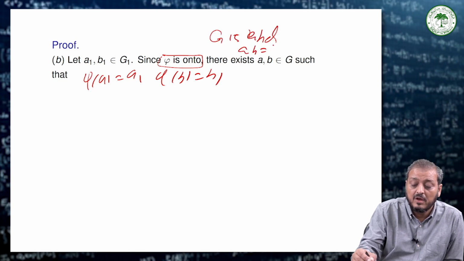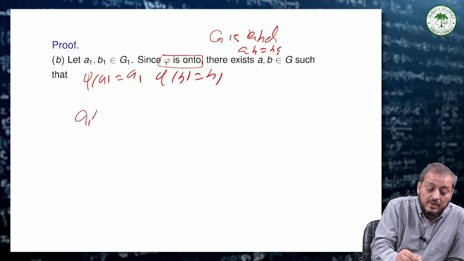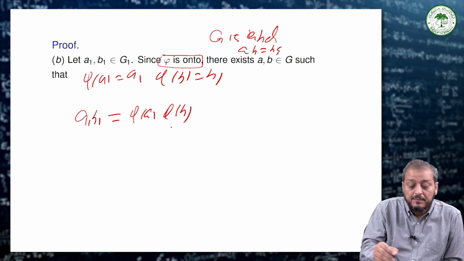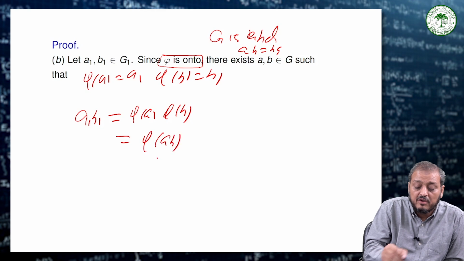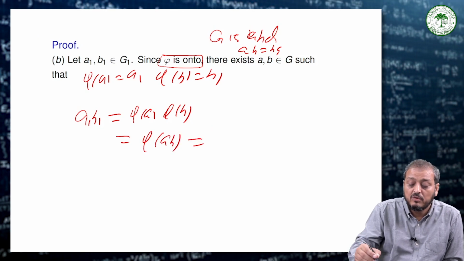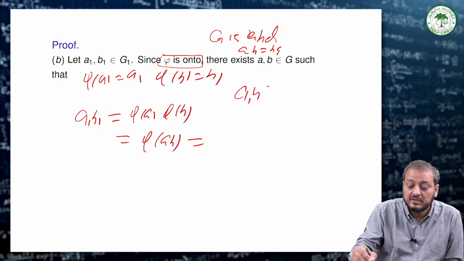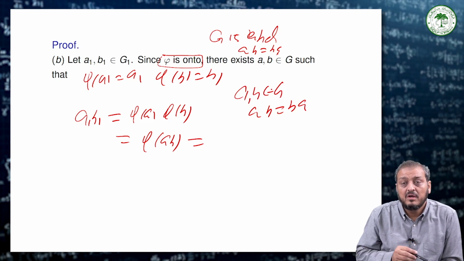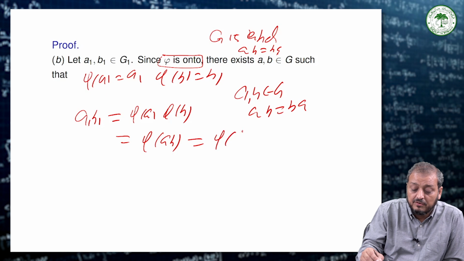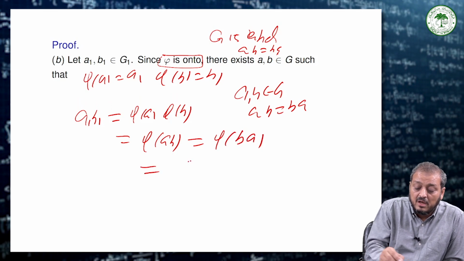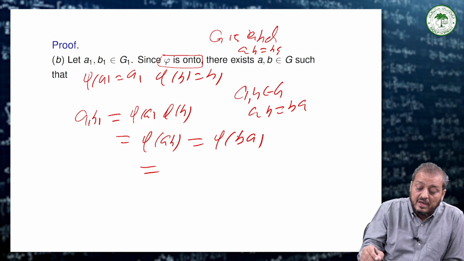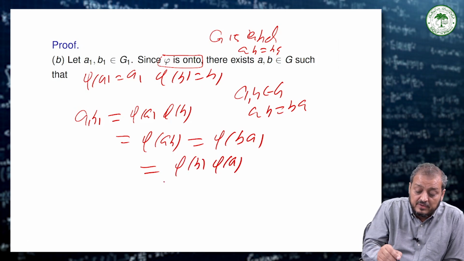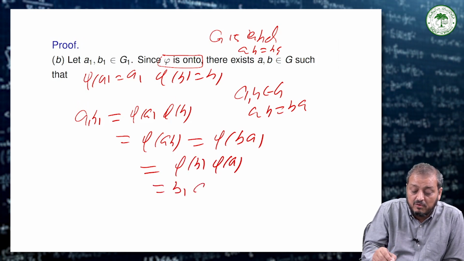So we are given AB is equal to BA. Now we have to show that A1 B1 is equal to phi of A, phi of B, and since phi is a homomorphism, this is phi of AB. Because G is abelian, AB is the same as BA, so this can be written as phi of BA. Again using the homomorphism property, this is equal to phi of B, phi of A, and phi of B is B1 and phi of A is A1.